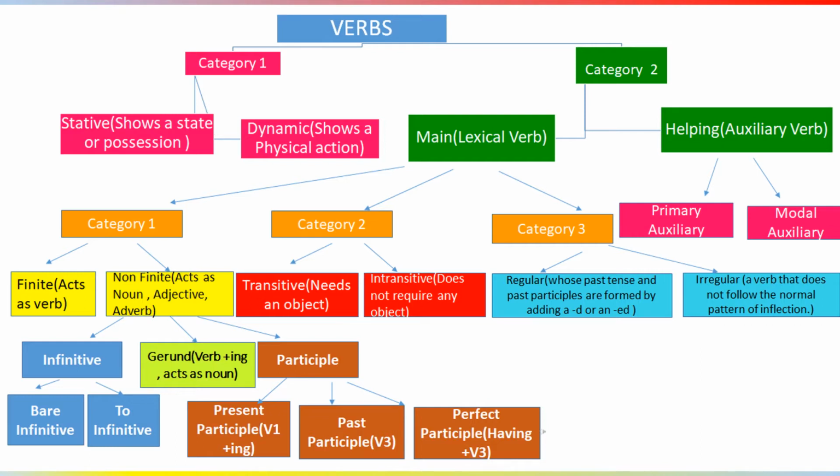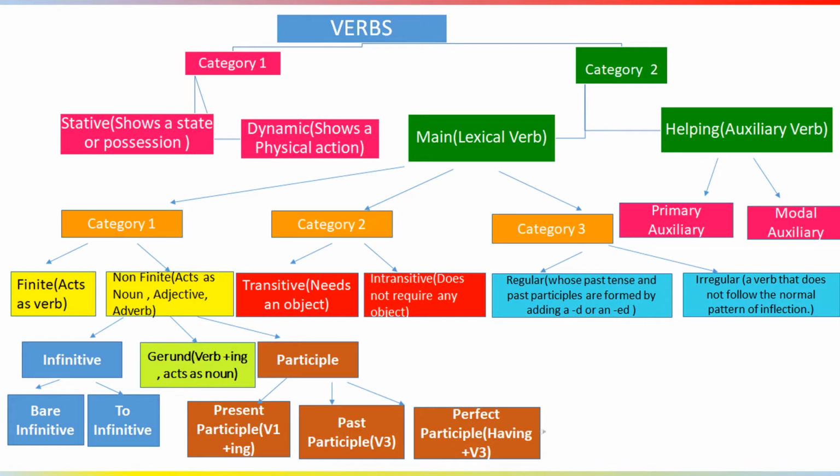Stative verbs are those verbs which show a state or possession, and dynamic verbs are those verbs which show a physical action. According to another category, the verb can be divided into two types: main and helping. The main verbs are also called lexical verbs. Helping verbs are also called auxiliary verbs. Now, let's talk about the category 2 in more detail.